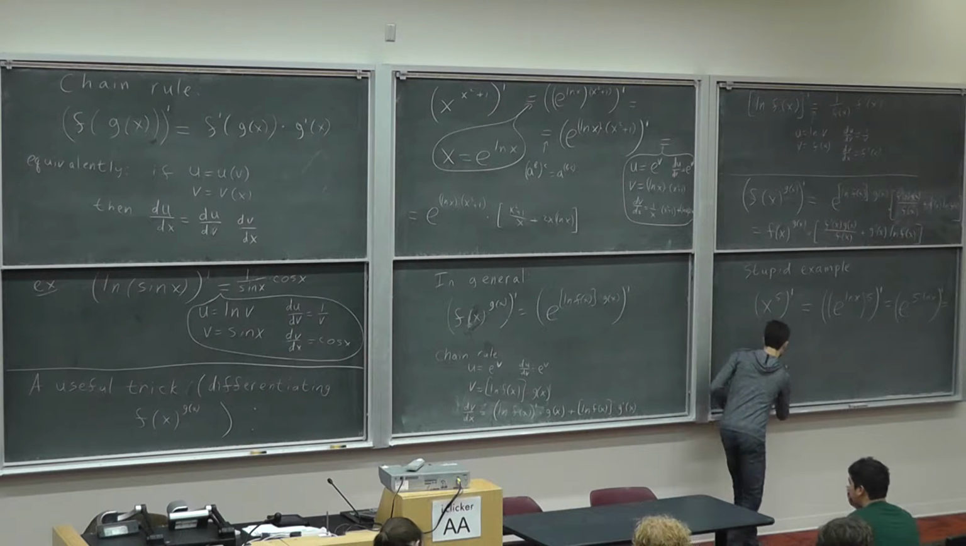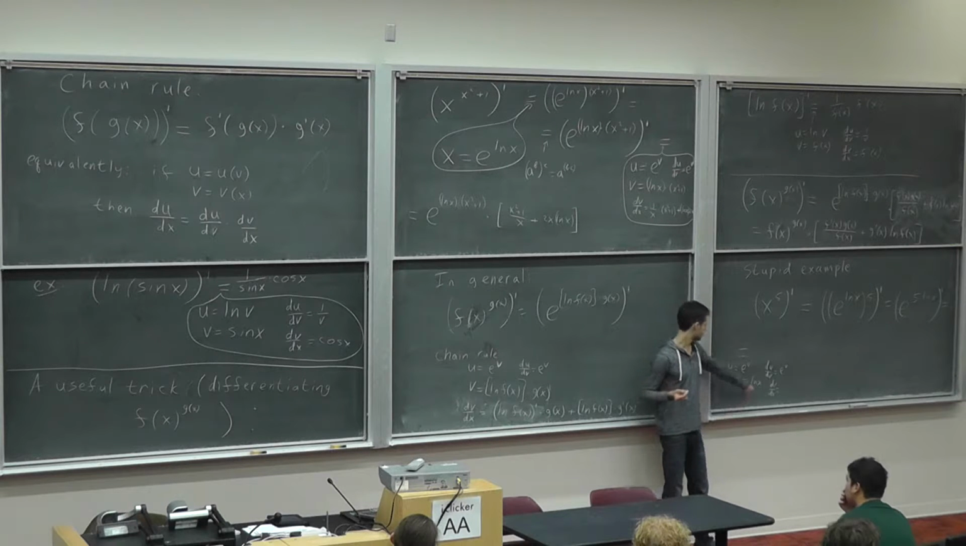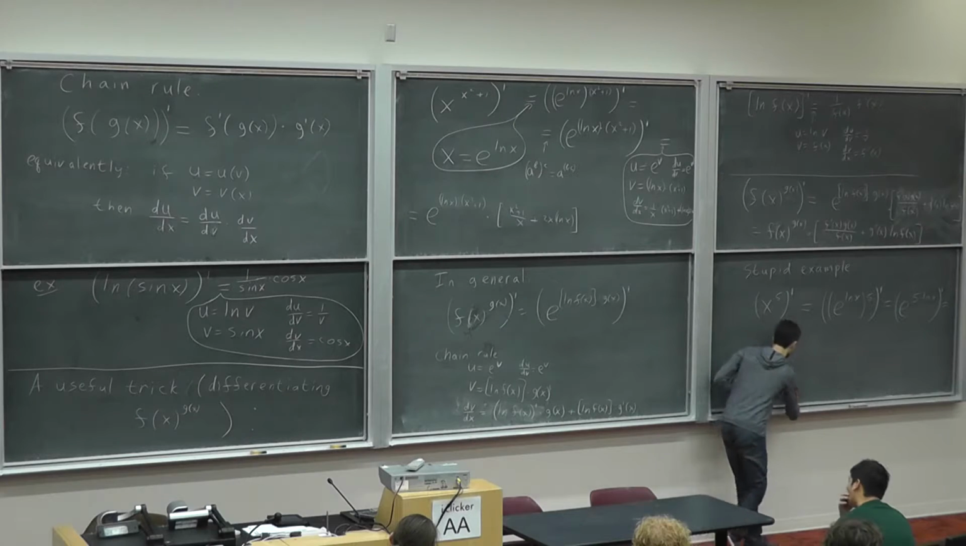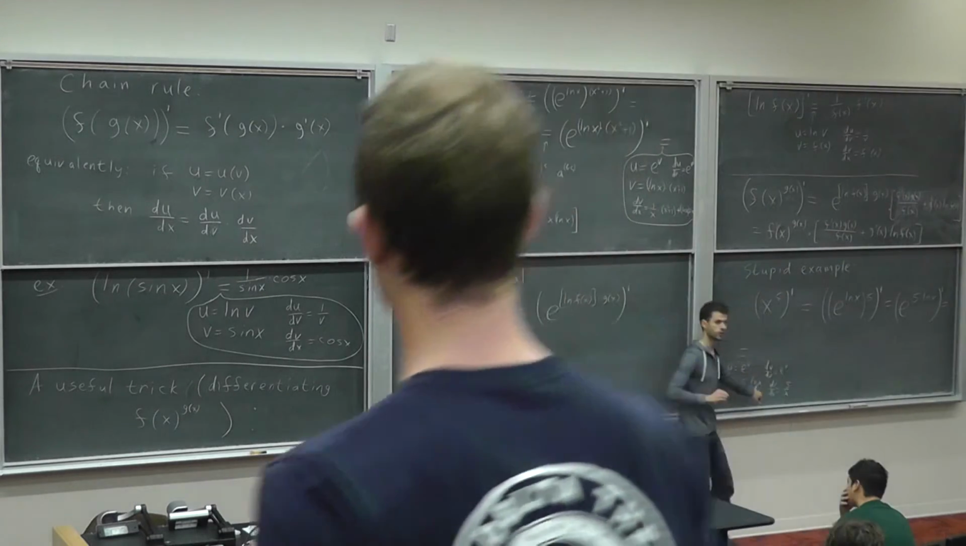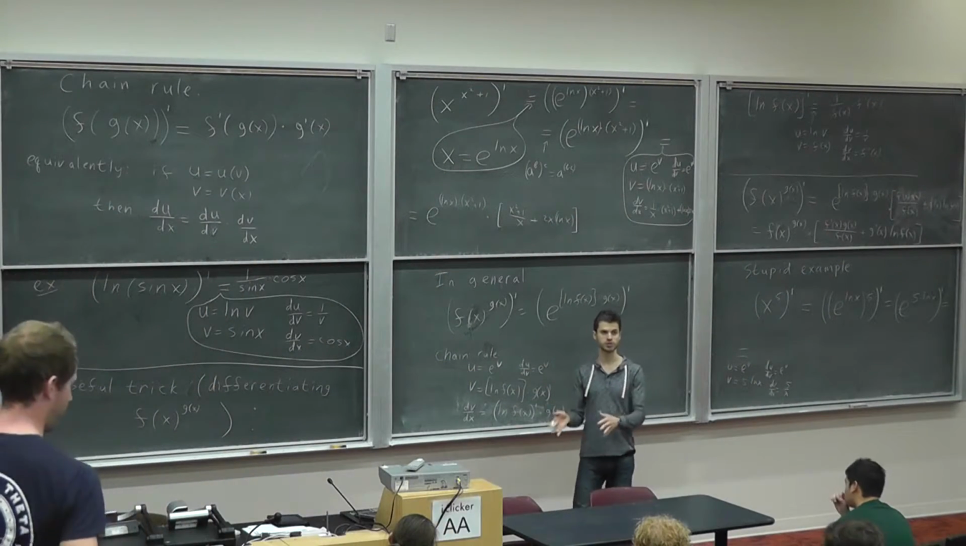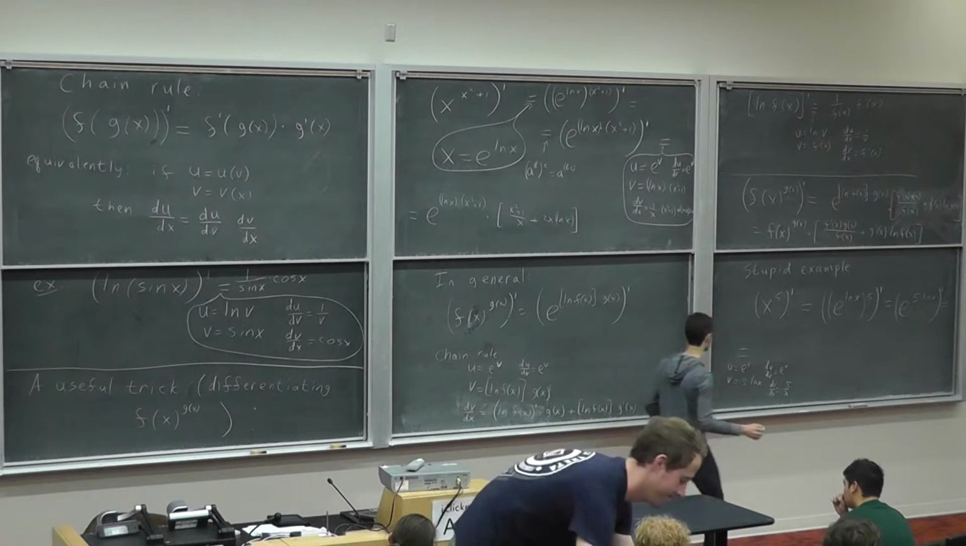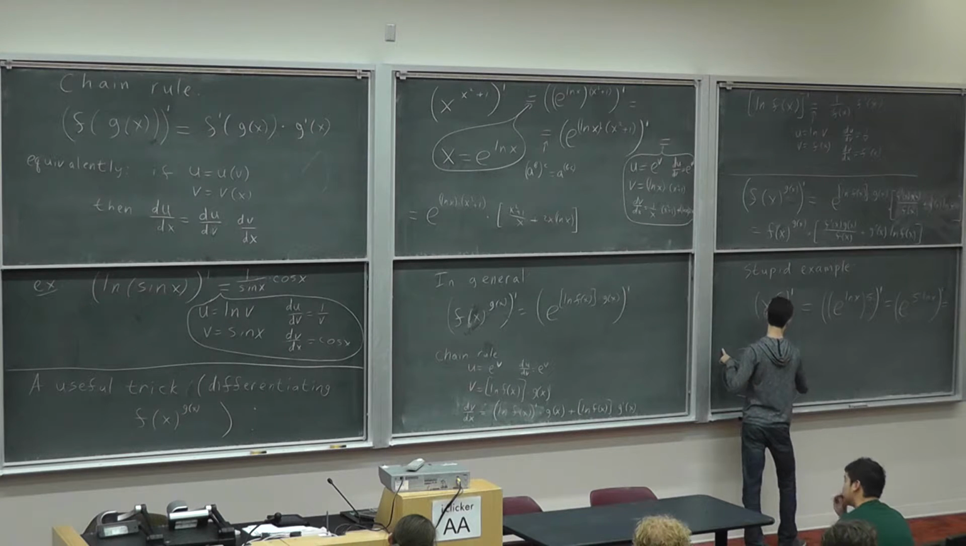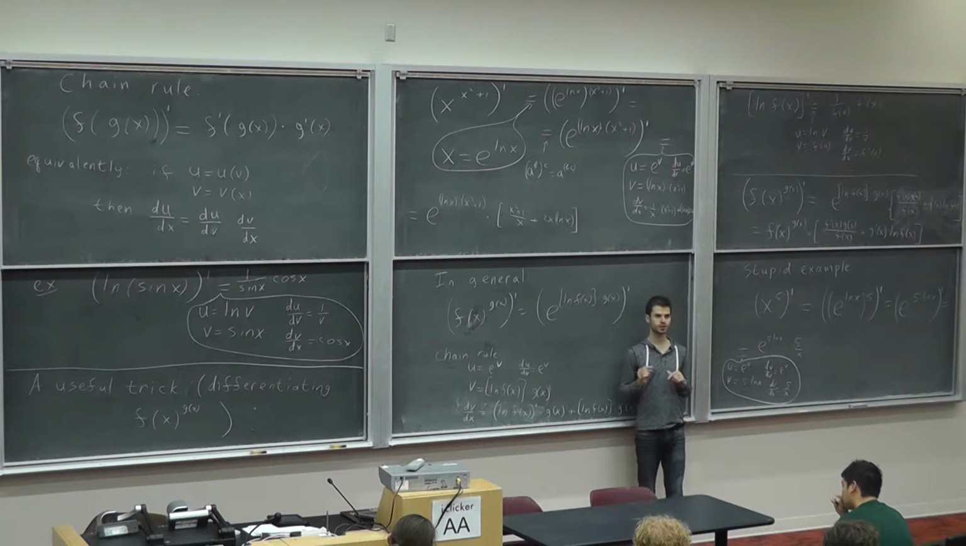dv by dx, that's also easy. What is dv by dx? 5 divided by x. So the derivative of ln of x is 1 over x, and 5 is just a constant multiple. So let's write the answer. e raised to the power 5 ln x, multiplied by 5 over x. Okay, that's the answer.